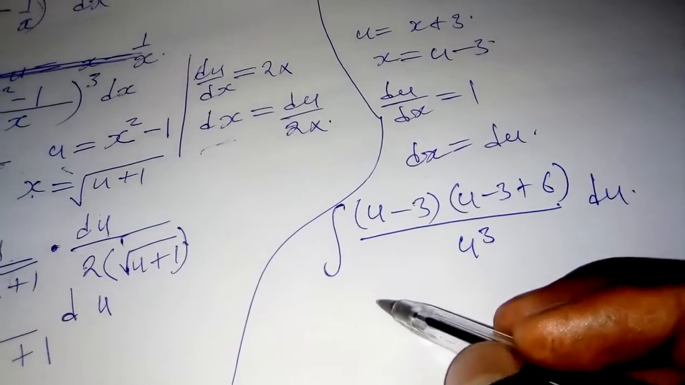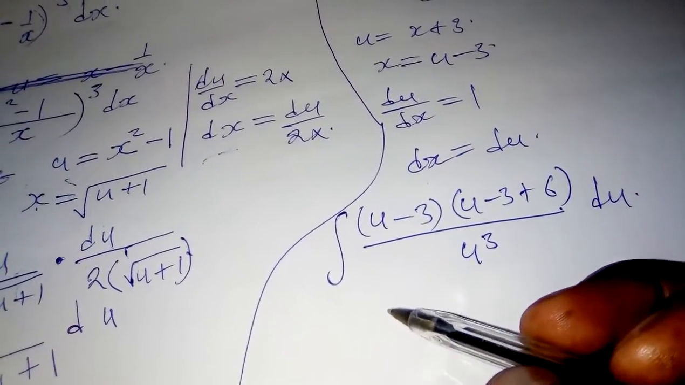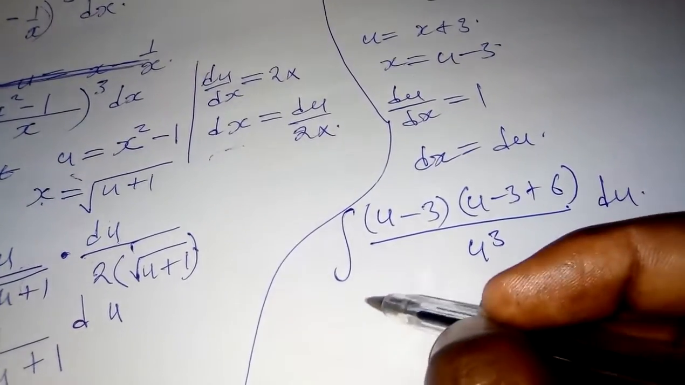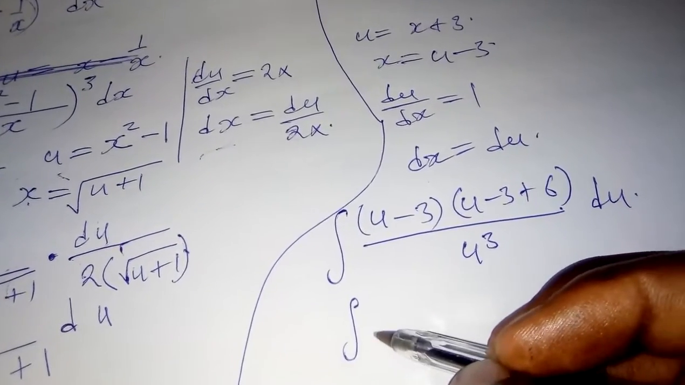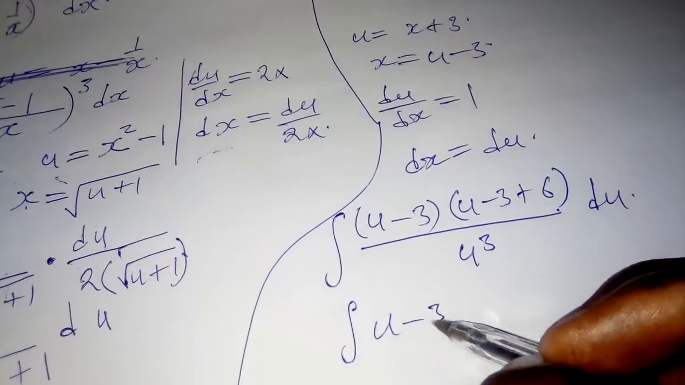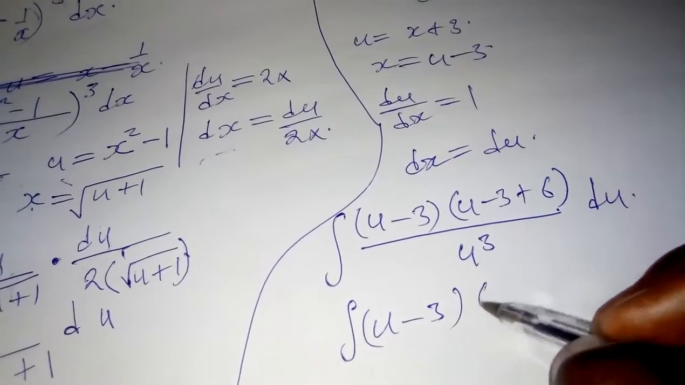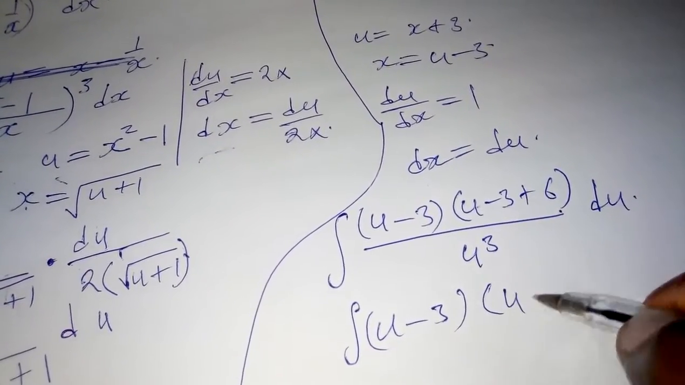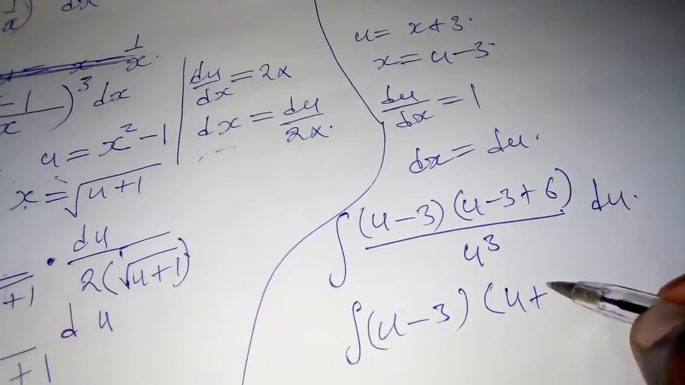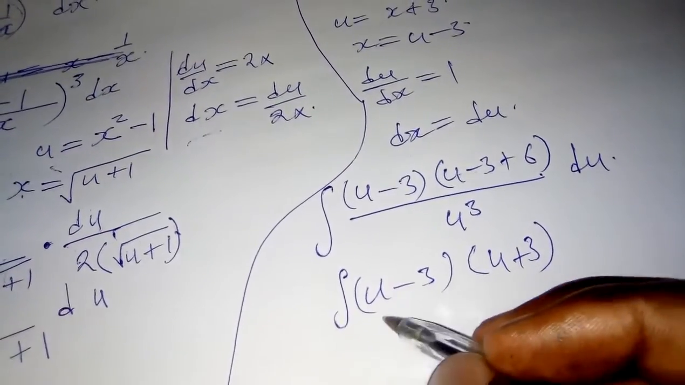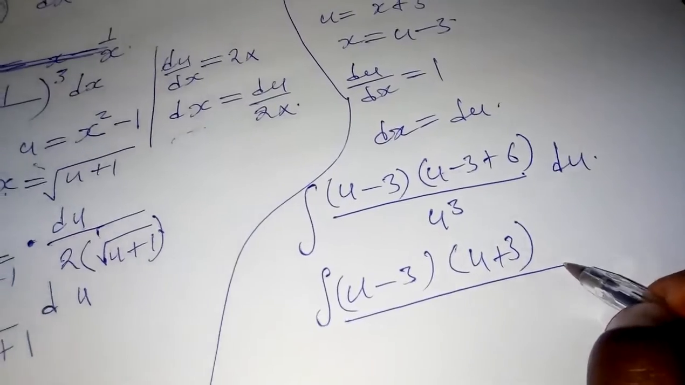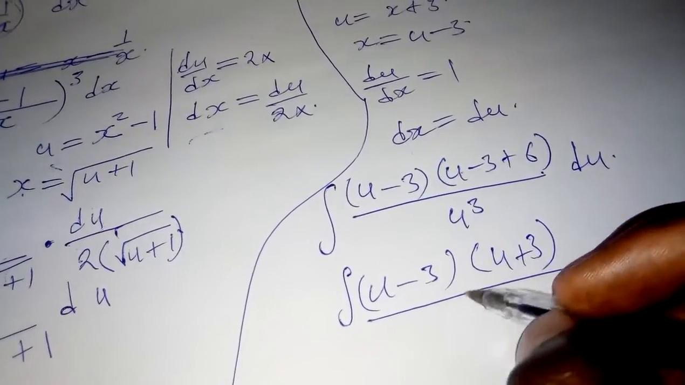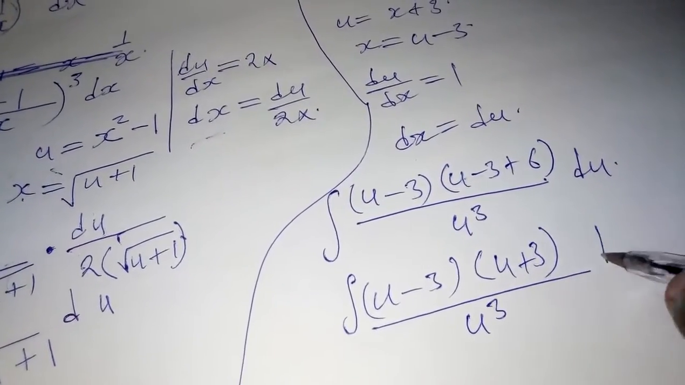So you can see here that this is now straightforward. We're just going to have the integral of u minus 3, then you have also the integral of u, when you add the 2 you get positive 3, so u plus 3, which is over u to the power 3 du.